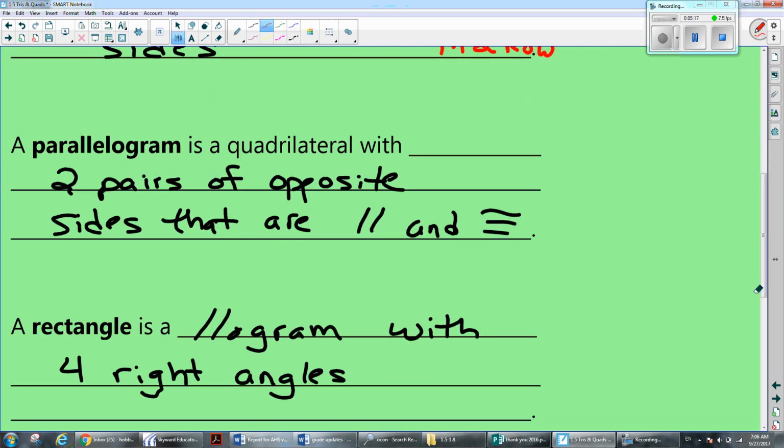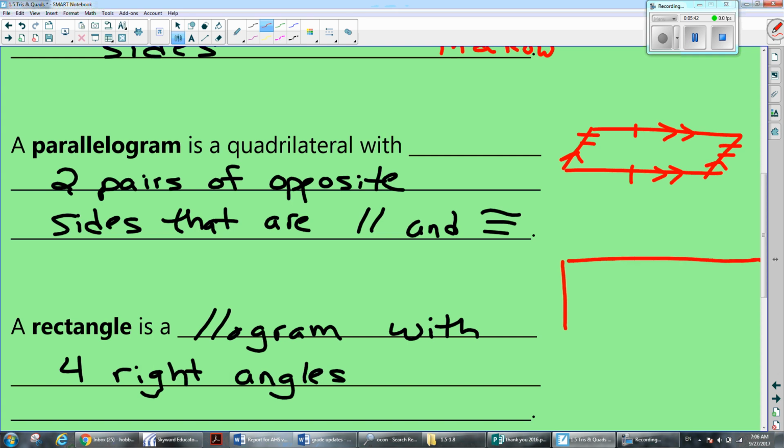Okay, a parallelogram is a quadrilateral with two pairs of opposite sides that are parallel and congruent. So there's a pair of parallel and congruent sides. Here's another pair. Basically it's like a slanted rectangle. So a rectangle is the same thing as a parallelogram, so we know it's got opposite, parallel, and congruent sides. But we also know that it needs 4 right angles. Each angle is 90 degrees.